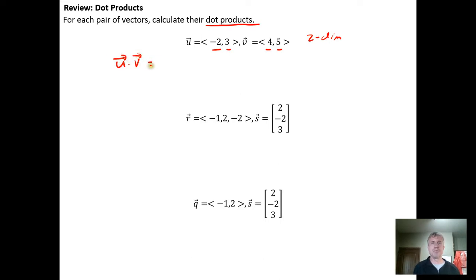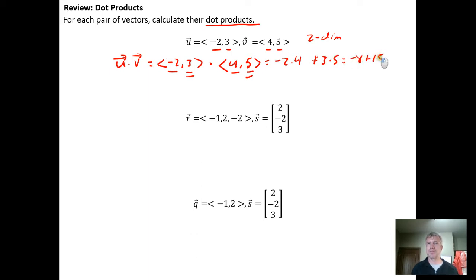U dot v is just equal to the vector negative 2, 3 dotted with the vector 4, 5. And based on the definition of dot product, we take the product of corresponding elements. So we get negative 2 times 4 plus, take the product of corresponding elements, 3 times 5. So we get negative 8 plus 15, which is going to be 7.